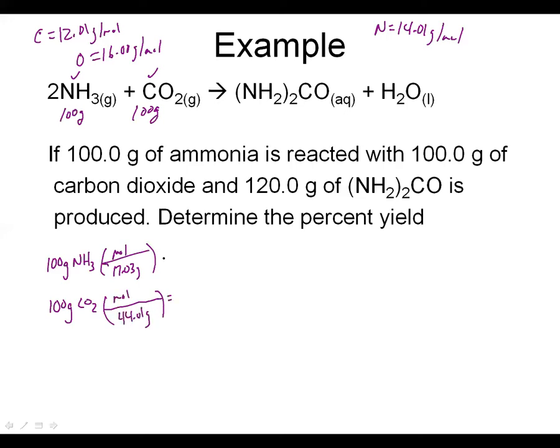So we're just going to convert each of these into moles. If we do it for our NH3, we got 5.872, not rounding too much here, 5.872 moles of NH3. We also will have 2.272 moles of our CO2. So again, this is just converting grams into moles using our periodic table and the molar mass.